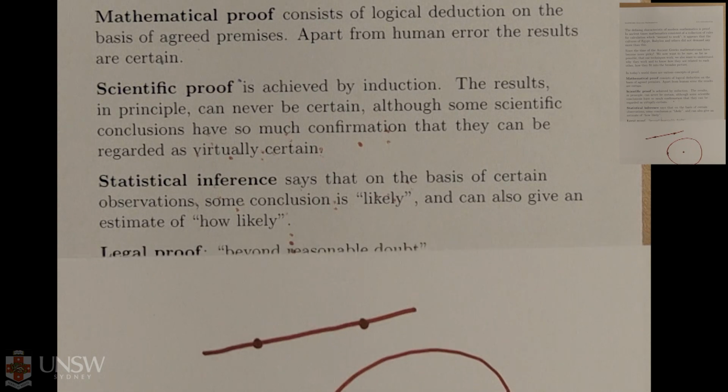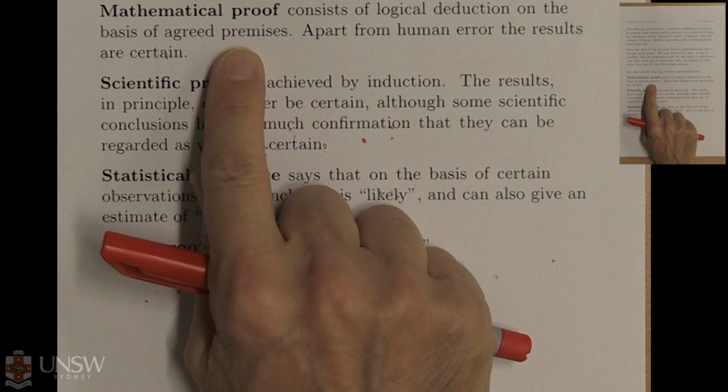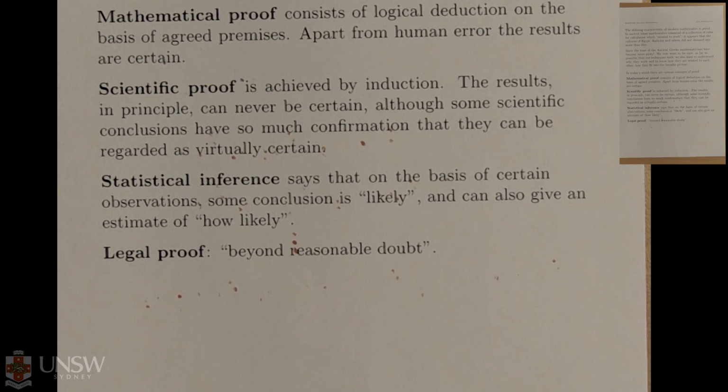I'll just mention one more item, which you might know about if you watch some of the popular TV CSI shows and things like that. Legal proof, according to the catchphrase, is supposed to be beyond reasonable doubt. Well, if that's how legal proof is, then you might regard mathematical proof as being beyond any conceivable doubt at all.